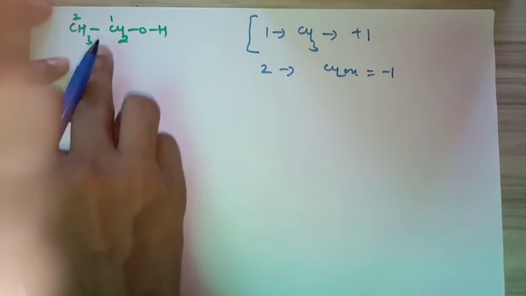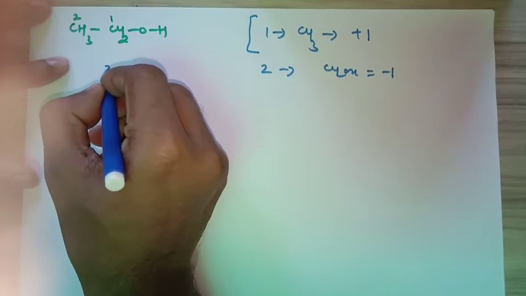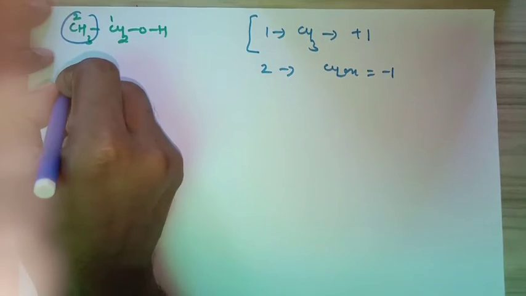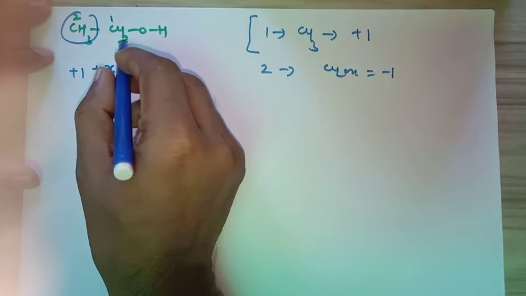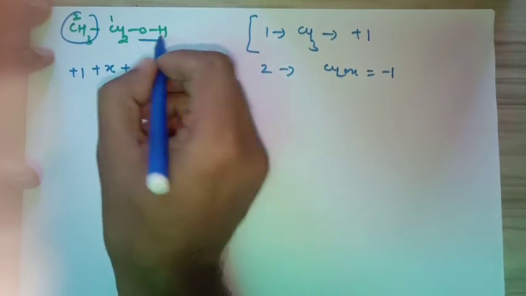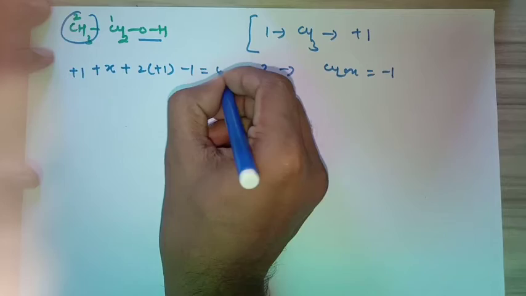So let's solve it for 1. So this will be X, and this CH3 will contain +1 only. Now there is 2H, so it will be 2 times +1, and this is OH, so this will contain -1, and the algebraic sum will be 0.